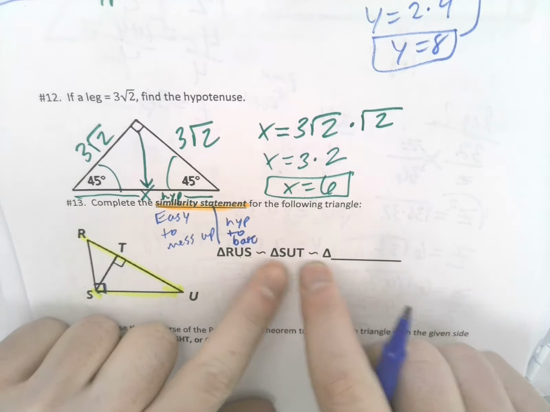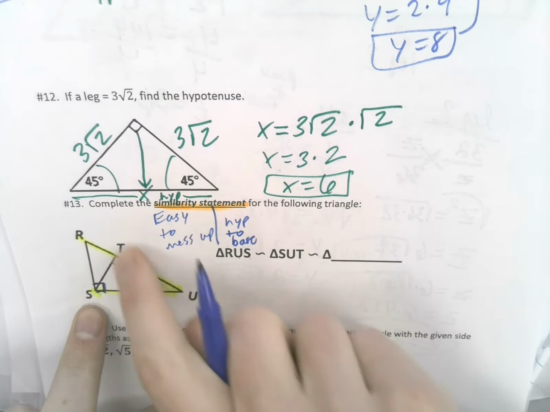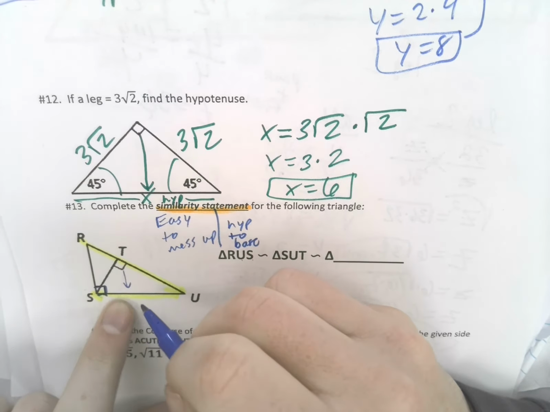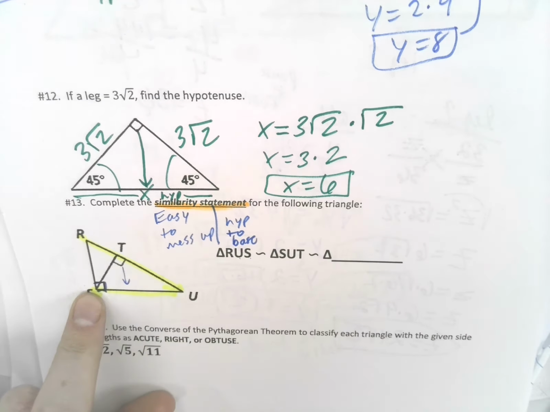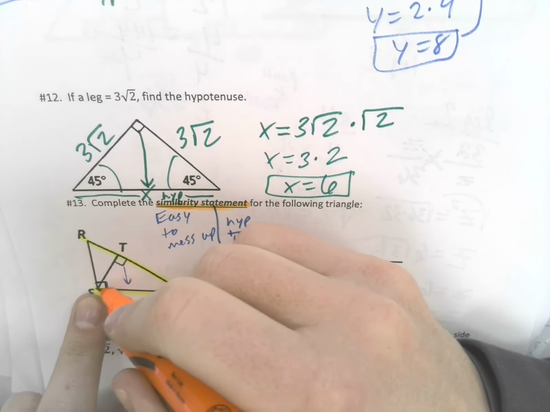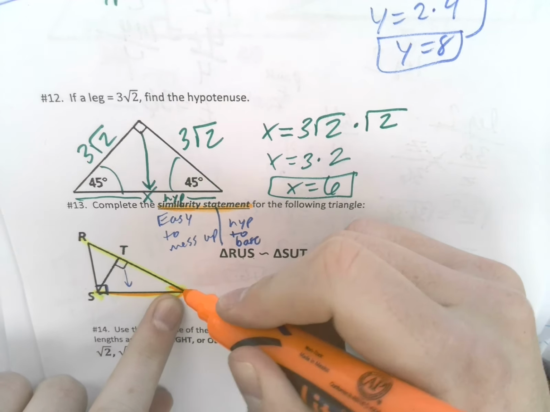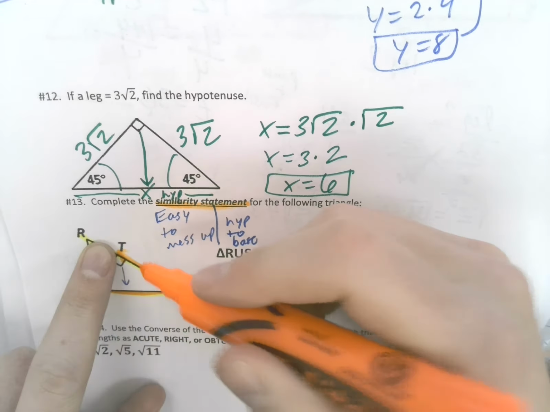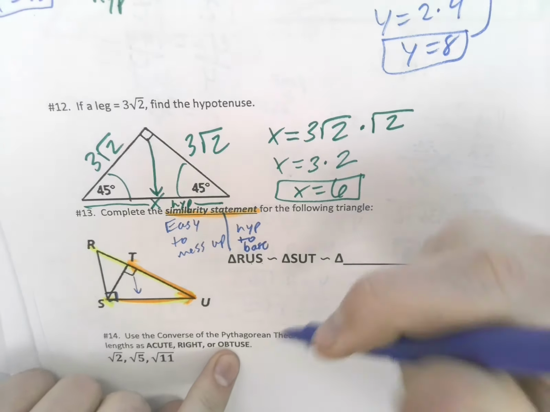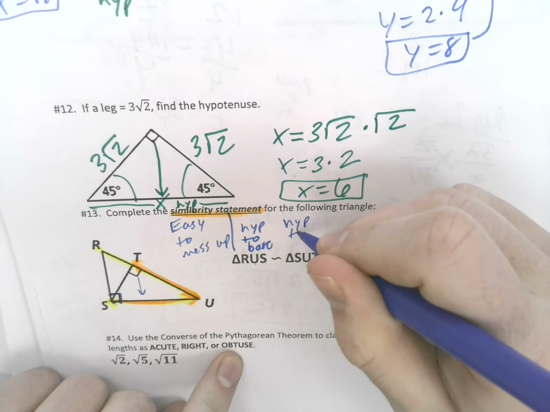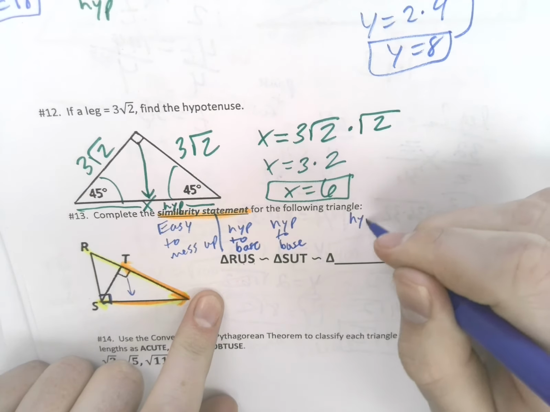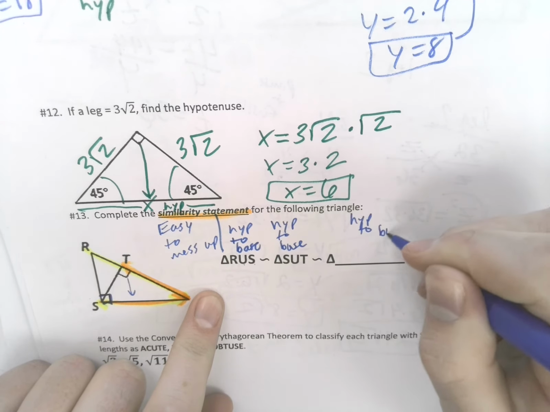So then check it out, SUT. We're looking at this triangle right here. Here's our right angle. That means here's our hypotenuse. So we go S to U, we go height again, and then U to T. There's your right angle, that's your base. So hypotenuse to base, and then one last time we should go height to base.